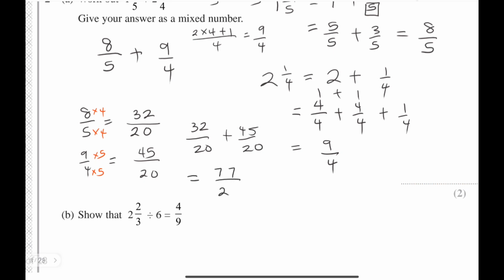77 over 20. And as a mixed number, 20 goes in 77 three times, and the remainder will be 17 over 20. So our answer is 3 and 17 over 20. I hope this makes sense.